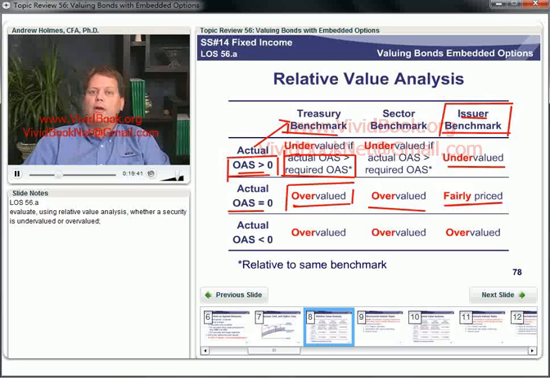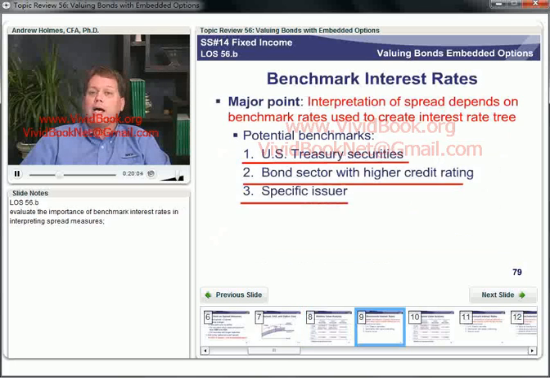So when you're going over this, and I realize that the first time you see this is a little complicated, concentrate on the first two rows here, and then go back and check your understanding by looking at the bottom one. Anyway, the relative benchmark is going to be important. Are you comparing it to Treasuries? Are you comparing it to higher rated bond sectors? Or are you comparing to other bonds issued by the same company, that is, the specific issuer?